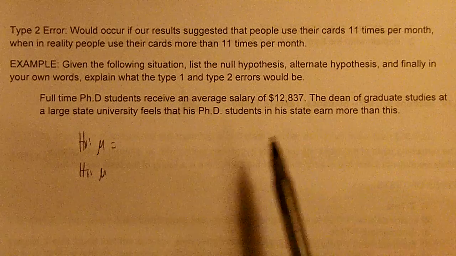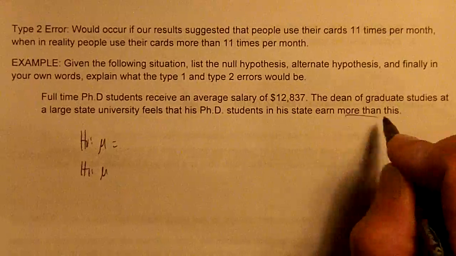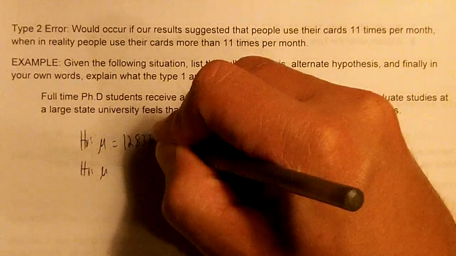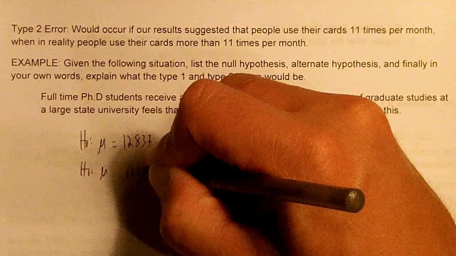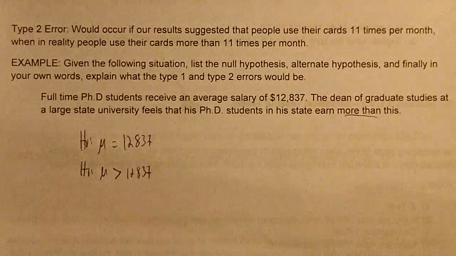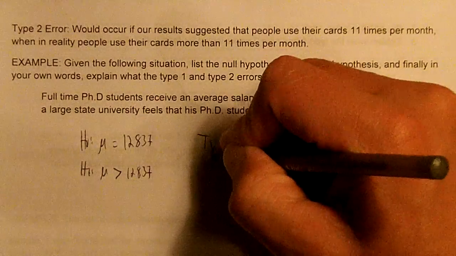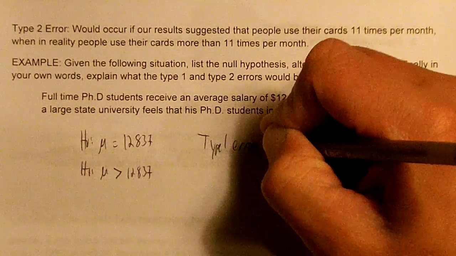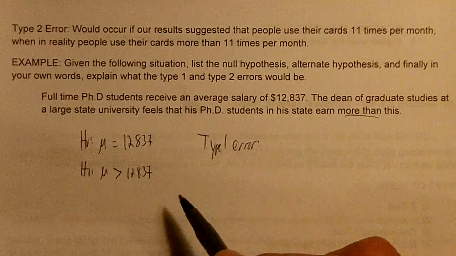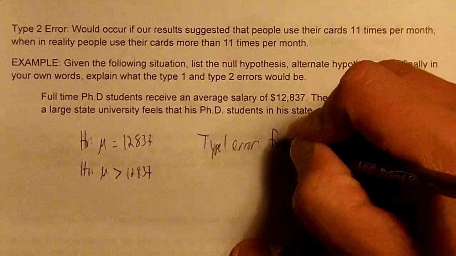The Dean of Graduate Studies at the large university feels that his PhD students earn more than that. So $12,837 is the number that we're going to use for both. And he believes that his students earn more than this, so it should be a right-tail test. Now, for the type 1 error, in this example, you want to reject the null when it was actually the truth. So, final conclusions.